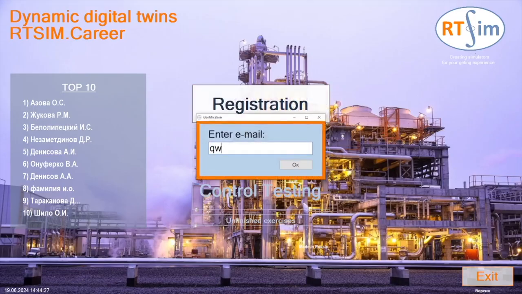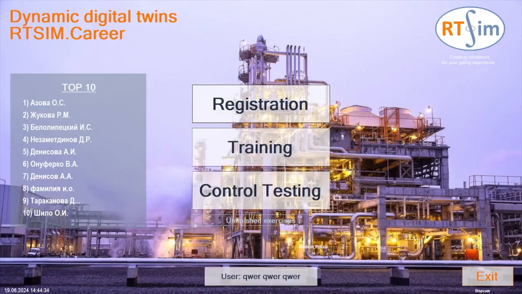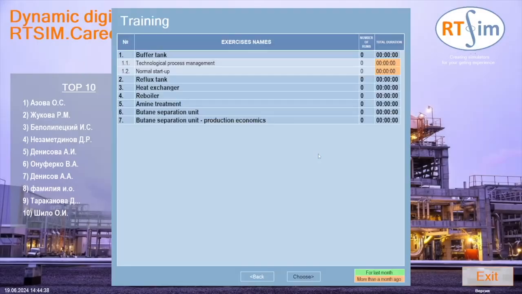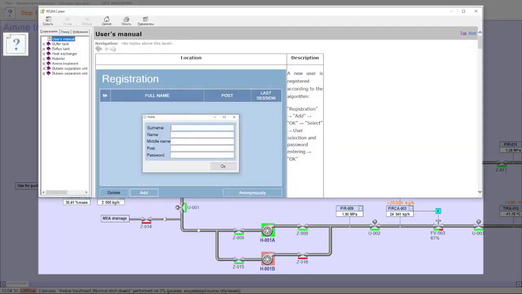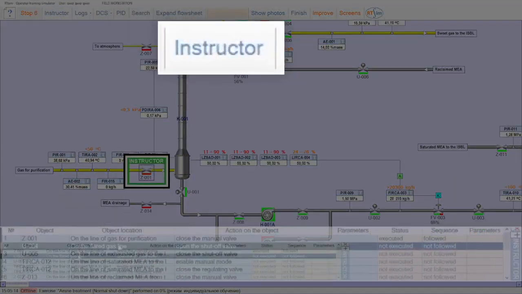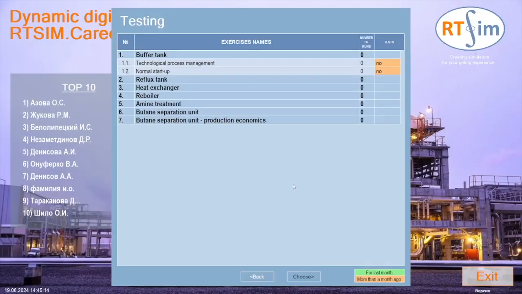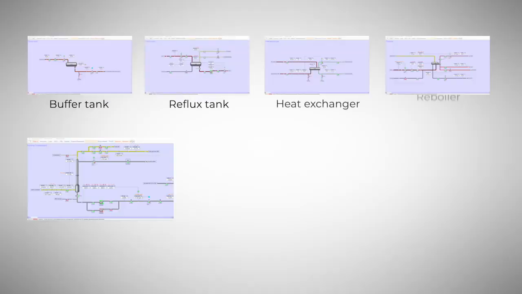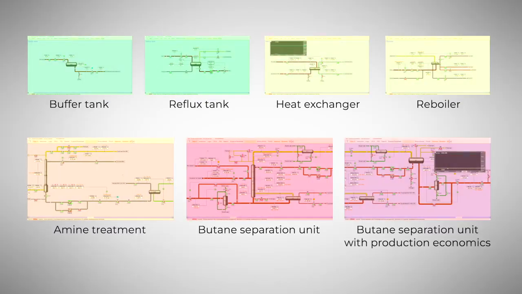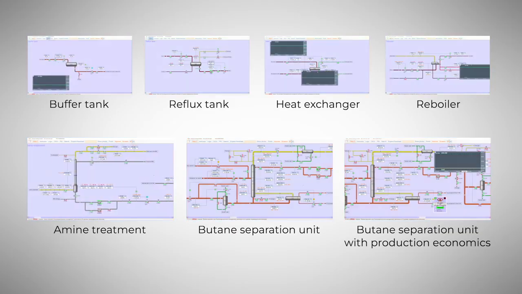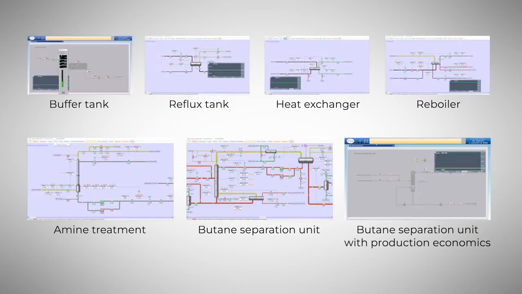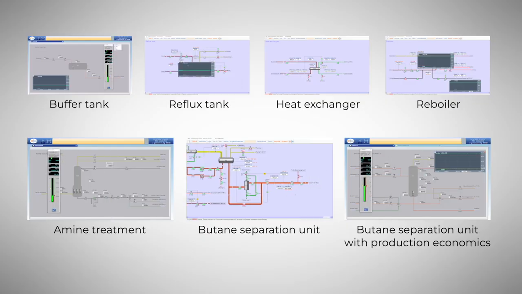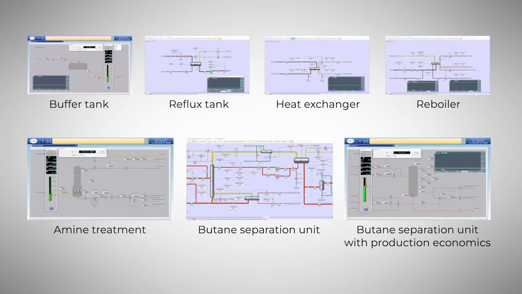At the beginning you have to register in the program, and after that you will get access to the start of the educational process. There are two educational modes, training and control testing. The first one is used to familiarize with and study technological processes with different types of tips, and the second one is used to test users' knowledge and get an assessment. RTsim simulators have 7 training and testing modules, which are arranged in order of their difficulty. Inside each module several scenarios exist, such as normal shutdown, normal startup, several emergency situations, and so forth.